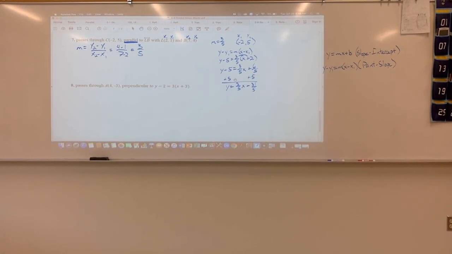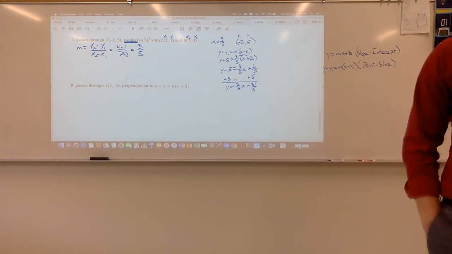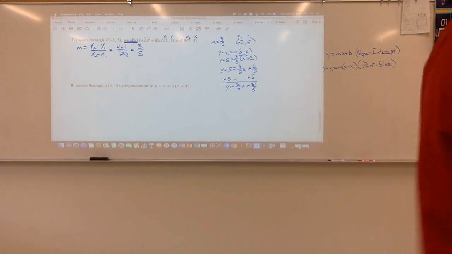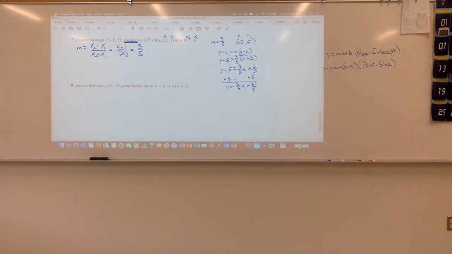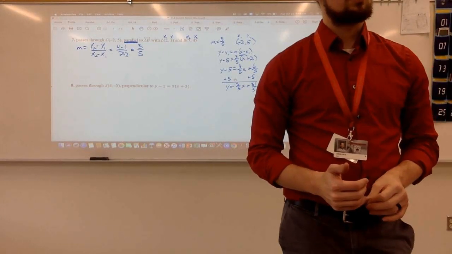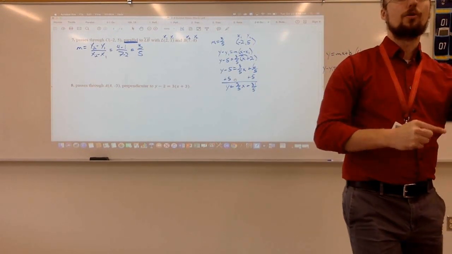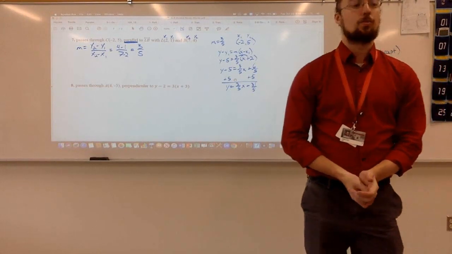So what's your slope of that? Yeah, so your slope of this line is 3. So now I want my new line to be perpendicular to that. So what's my new slope going to be? Negative 1. This is 3 and 1, right.